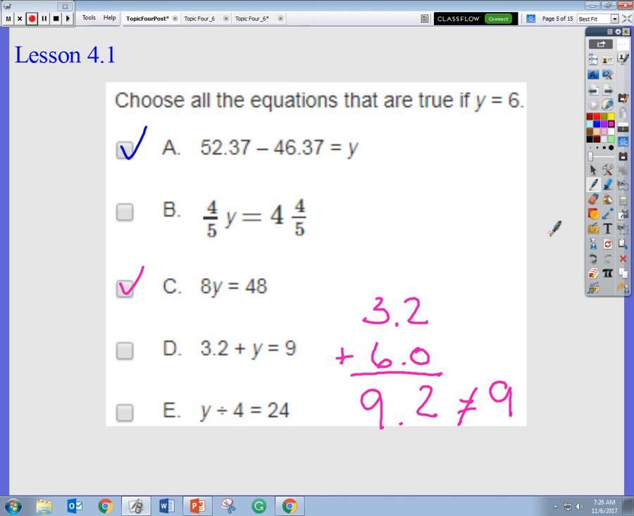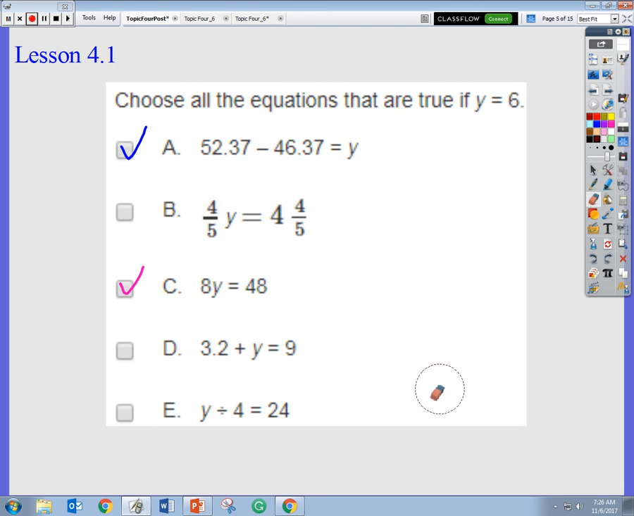This doesn't work. The last one, we have 6 divided by 4 equals 24. Well, 6 divided by 4 does not give me 24. So the only two answers that are correct are A and C. And again, if I go back to the direction that says choose all the equations, well, there's a key word, it's plural. We know that we have more than one answer that fits, and everything else does not work. Oh, you know what?